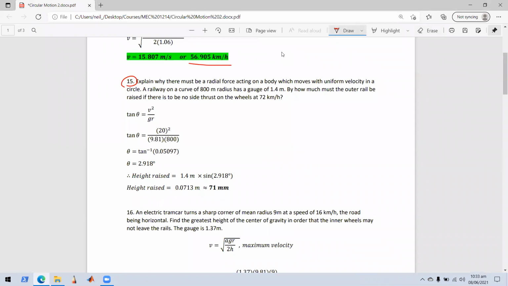Okay. So tan theta is equal to v squared over gr. Good. So our railway on a curve of 800 meters radius has a gauge of 1.4 meters. By how much must the outer rail be raised, right? That's the banking, right? How much must this rail here be raised? What level? Let's say L or H, right? How much must it be raised?